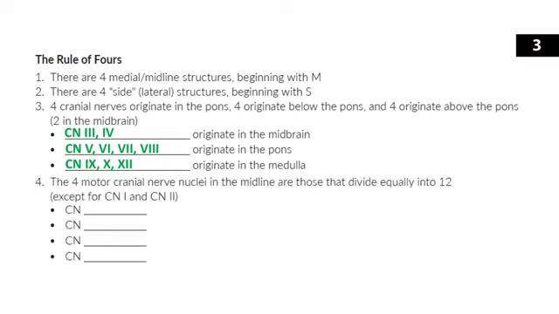And then the fourth rule is that the 4 motor cranial nerve nuclei in the midline are the ones that divide equally into 12, except for cranial nerves 1 and 2, because those nuclei aren't located in the brainstem. Remember, they're located in the forebrain. So the 4 cranial nerves that divide into 12 are cranial nerve 3, cranial nerve 4, cranial nerve 6, and cranial nerve 12. And again, those are all motor nuclei, and they're all medial or midline brainstem structures.